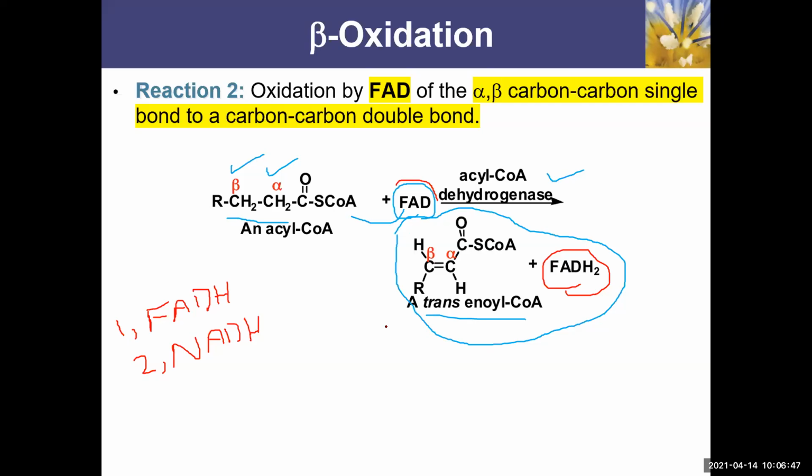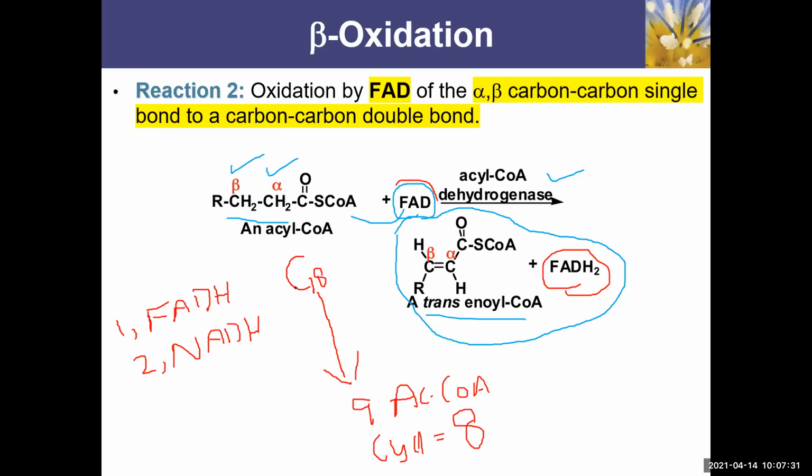I just want to tell you that if I had a C18 fatty acid, at the end, how many acetyl CoAs did I produce in the C18 one? Very good, we produced 9 acetyl CoAs. How many cycles? You had 8 cycles, correct? 8 cycles.